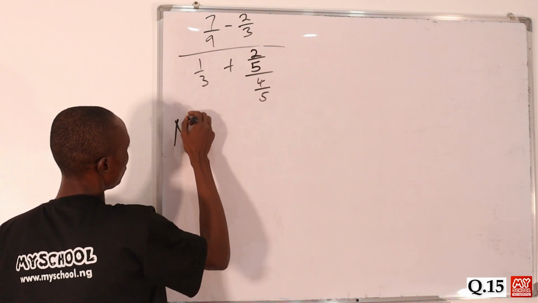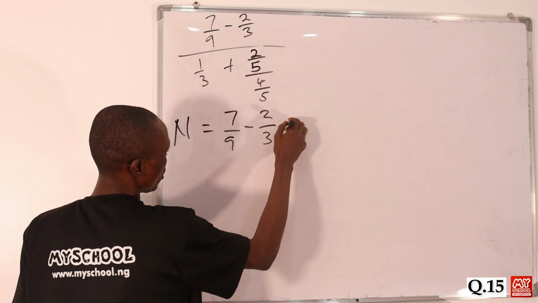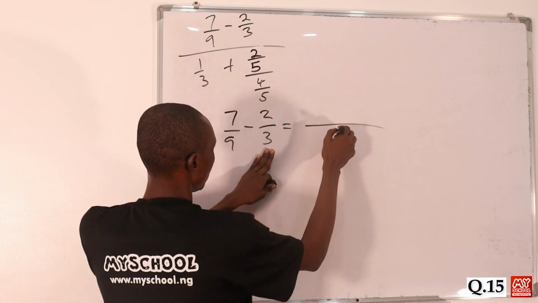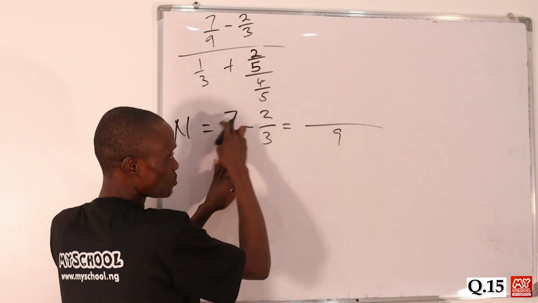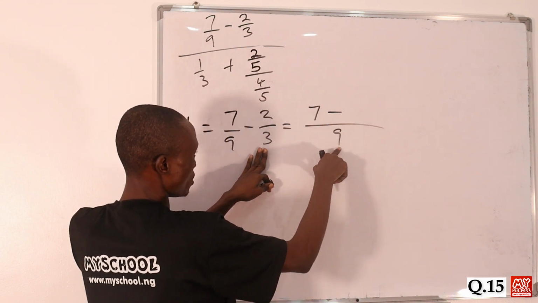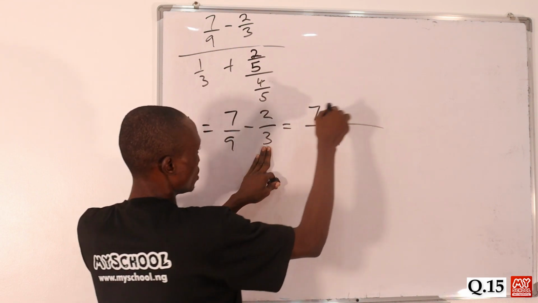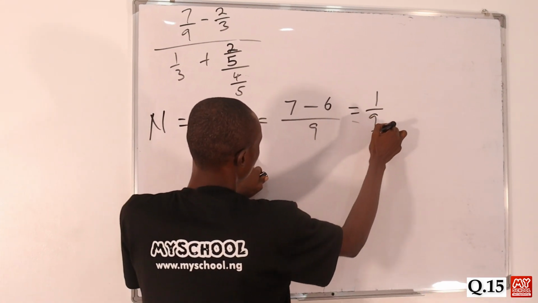Okay, so let's start with the numerator. So the numerator is 7 over 9 minus 2 over 3. So the LCM of 9 and 3 is 9. So 9 into 9 is 1. 1 times 7 is 7. Then minus 3 into 9 is 3. 3 times 2 is 6. So at the end of the day, we have 1 over 9 for the numerator.